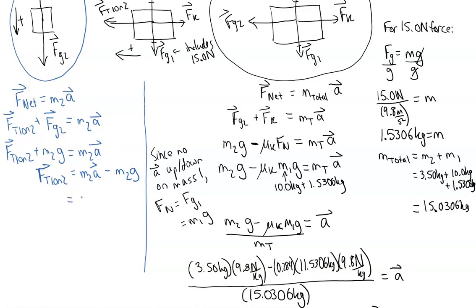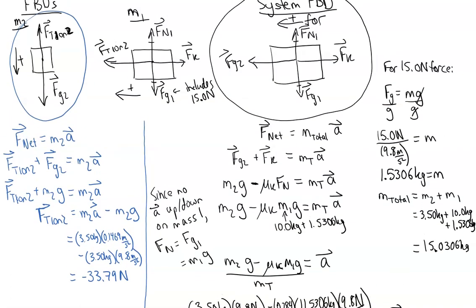So this is going to give me the mass 2 is 3.50 kilograms. My acceleration was positive, forwards, 0.1469 meters per second squared. Now notice I'm putting those 2 extra sig digs there. From that, I'm going to subtract the mass 2 again, which is 3.50 kilograms, times 9.8 newtons per kilogram, or meters per second squared. And I get a total answer of negative 33.79 newtons.